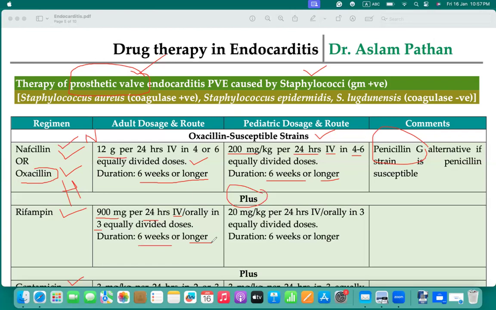The pediatric dose for rifampin is 20 milligram per kg per 24 hours, intravenous or orally, in 3 equally divided doses, and duration of treatment is longer, 6 weeks or more. Rifampin inhibits the DNA-dependent RNA polymerase and inhibits the growth of bacteria.